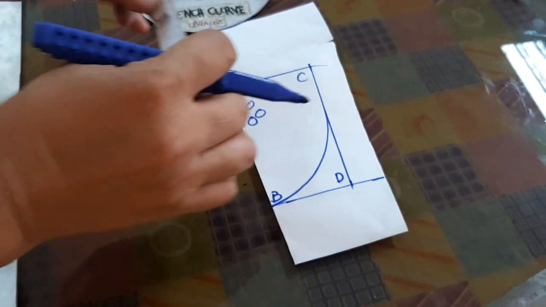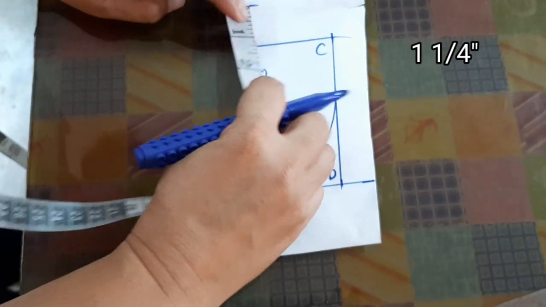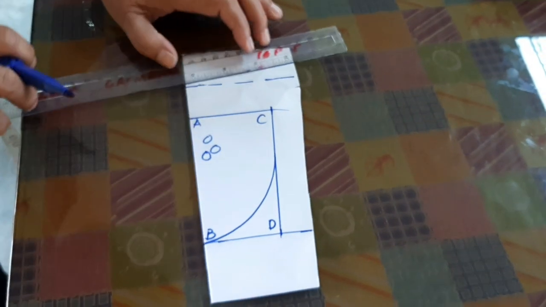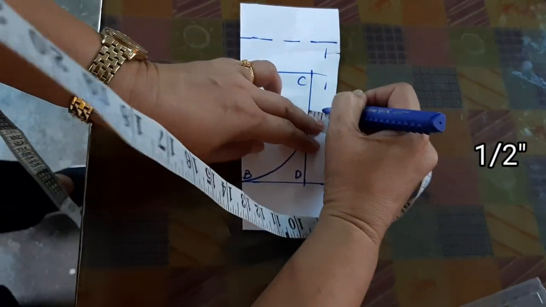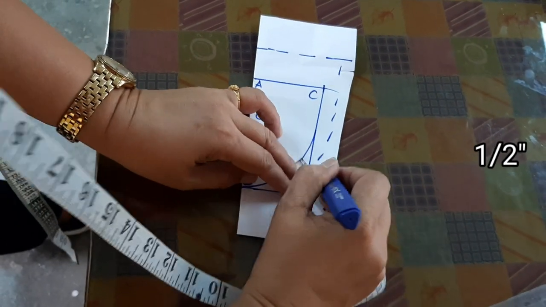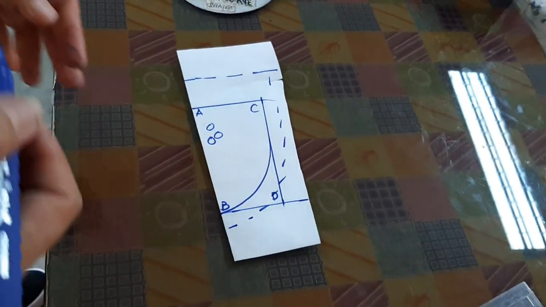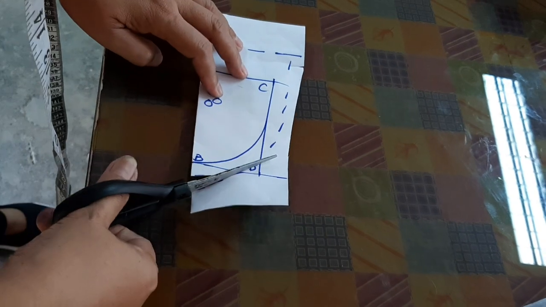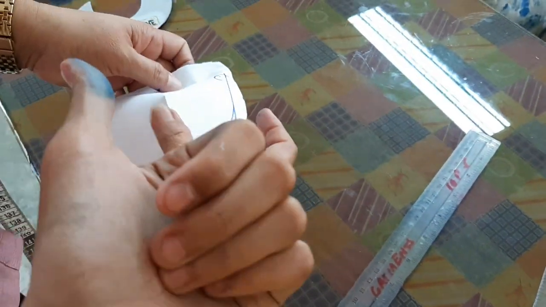Then to make it final, on top of the pocket opening, measure 1 1/4 inch for the seam allowance. Then for the side, the seam allowance is 1/2. Then cut the final pattern of the pocket. This is now the pocket.